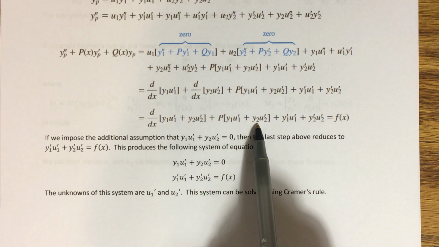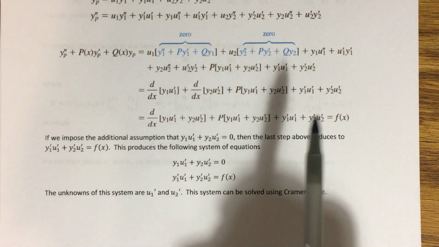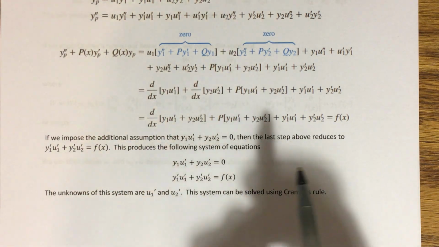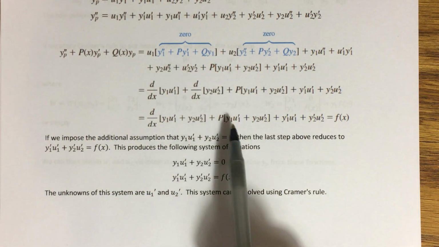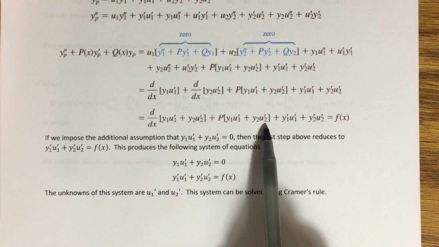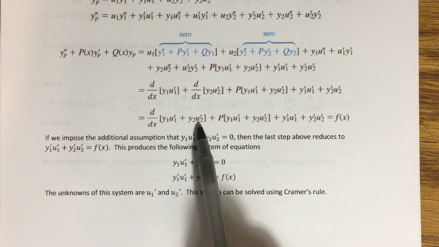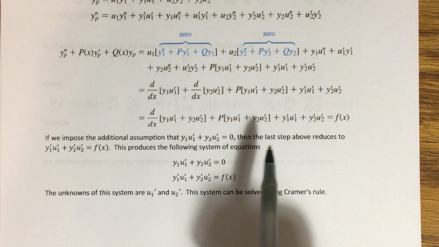Still very messy, right? And at the end of all this, it should equal f of x because, again, we're assuming that we have a particular solution to that DE up there. Now, if you look carefully, you'll notice we have a couple of things in square brackets, and the expression in both square brackets is the same thing. y1 u1 prime plus y2 u2 prime, same thing in here, okay?